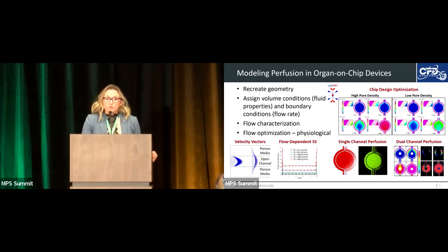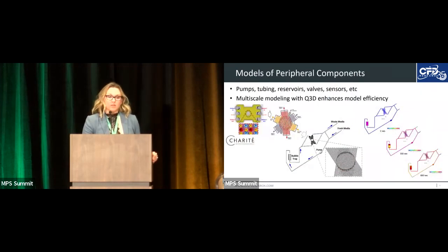After we do these optimization studies, we can then move into predictive studies, which you can see at the bottom for single channel perfusion versus dual channel perfusion. On the left of these two pieces, I hope it's left. Yeah, on the left, you see the simulations for these two types of perfusion, and then you see the experimental results on the right that are in very good agreement.